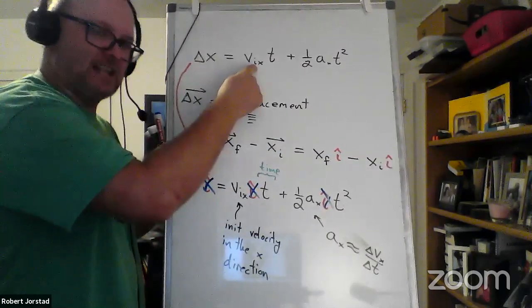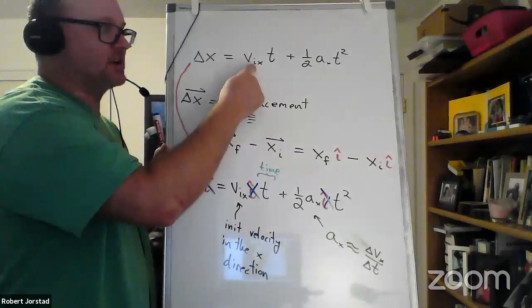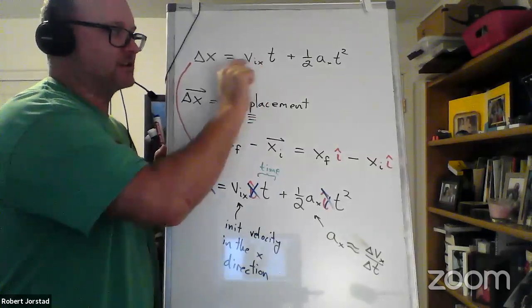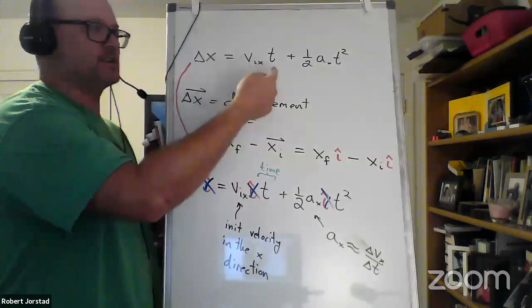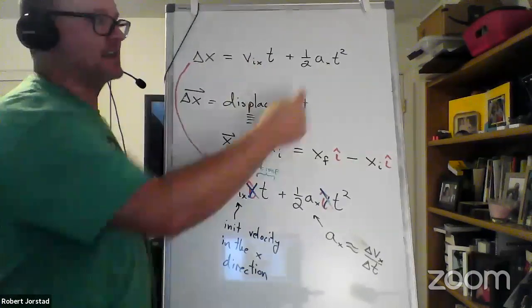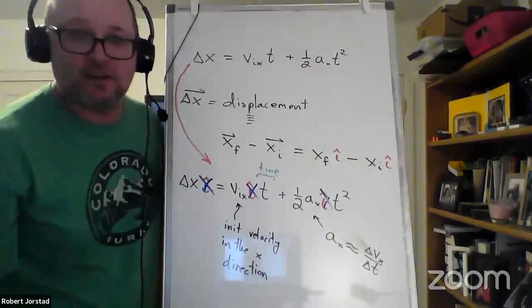This one is a velocity, not just a speed. So if it's going initially in the x direction to the right, I'd put in a positive number. If it's going to the left, I'd put in a negative number. Same thing with acceleration. So if I could go back to the sim here.